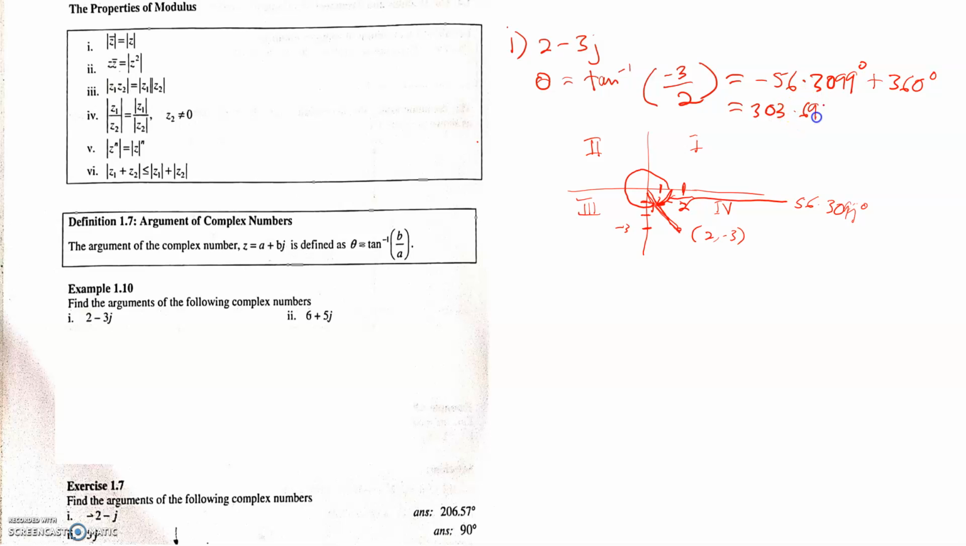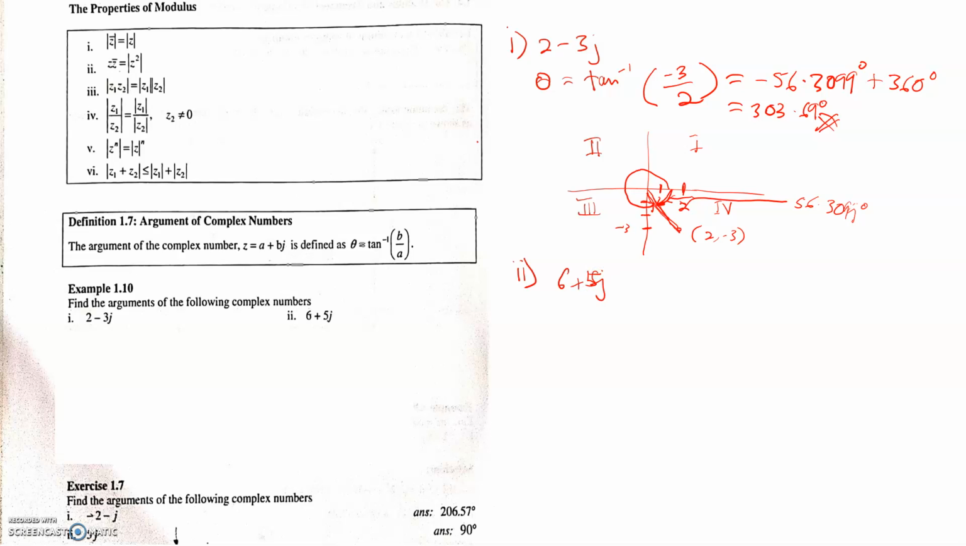So equal to 303.69. Is it logical? Right, it is more than 270. It is in the fourth quadrant, so the value should be from 271 till 360, which is logical, right? So this is the answer. As you can see, the argument is not solely based on the formula. You need to also understand the location. So let's do the second one. 6 plus 5j.